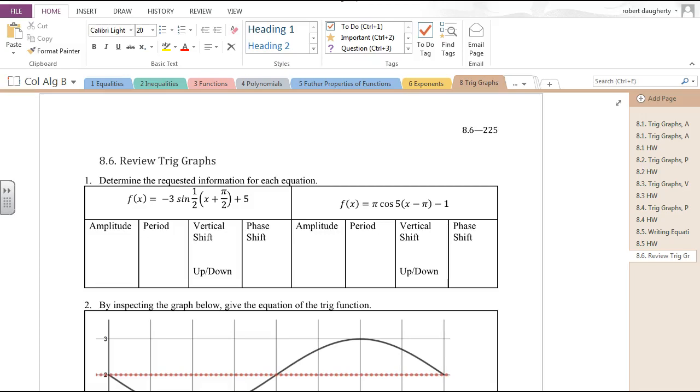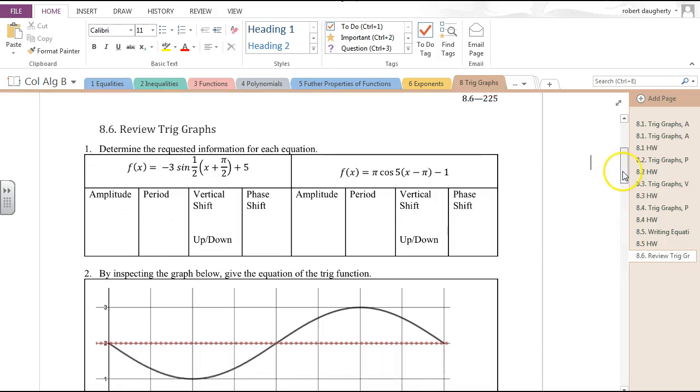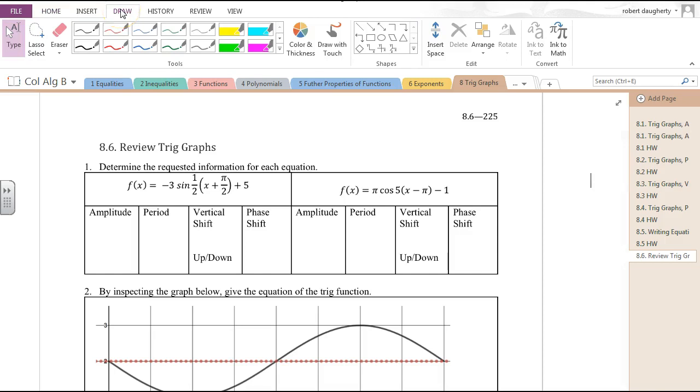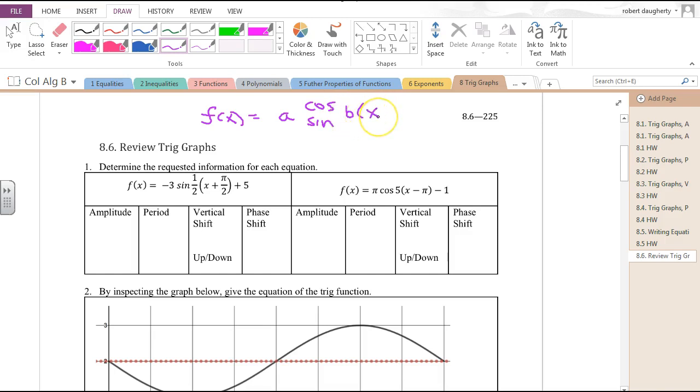This is our review for quiz number 9, next to the last quiz, reviewing trig graphs. So, we've been working our way up to graphing, so you should be comfortable at this point graphing any trig function that looks like f of x equals a, either a cosine or a sine, b, and then x minus h plus k, something like that. Okay, so let's look at the first one.